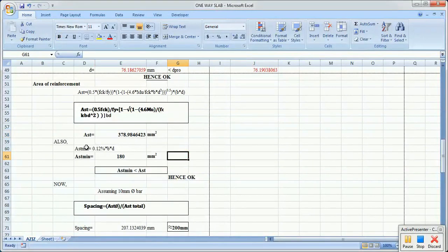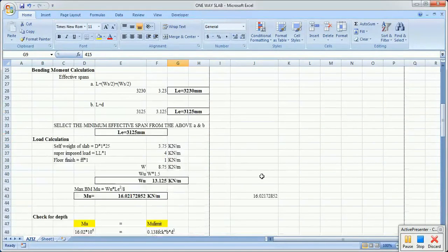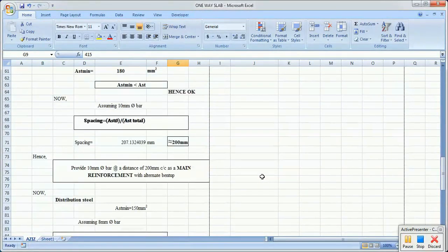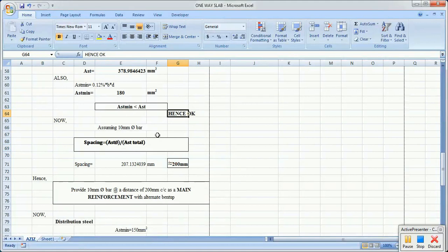Then also you have to check for AST minimum, that is 0.12% of BD, because our grade is 415. For HYSD the AST minimum is 0.12%, and for mild steel, Fe 250, the AST minimum is 0.15% of BD. So we got AST minimum as 180. AST minimum is less than AST, so hence again okay.